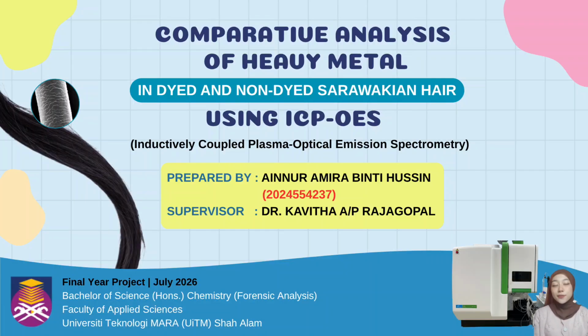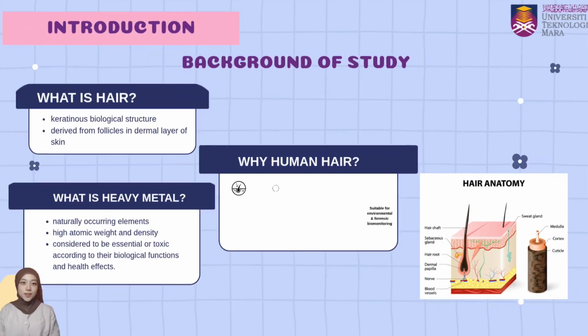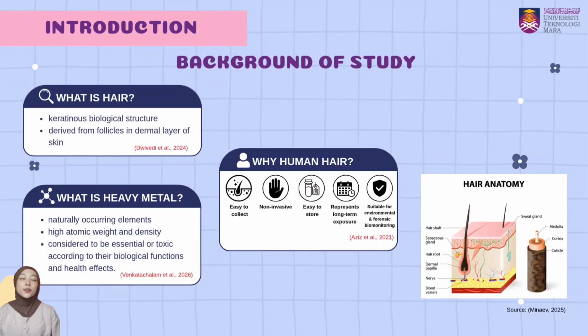Today I will be presenting my final year project entitled Comparative Analysis of Heavy Metal in Dye and Non-Dye Sarawakian Hair using ICP-OES, or Inductively Coupled Plasma Optical Emission Spectrometry. So, my video consists of 8 sections, starting with introduction, methodology, result and discussion, conclusion, limitation, recommendation, and references. Now, let me start with the background of this study.